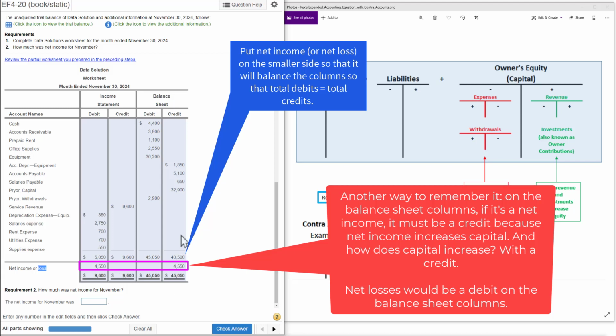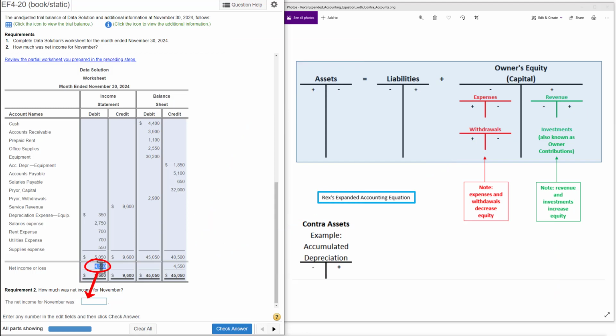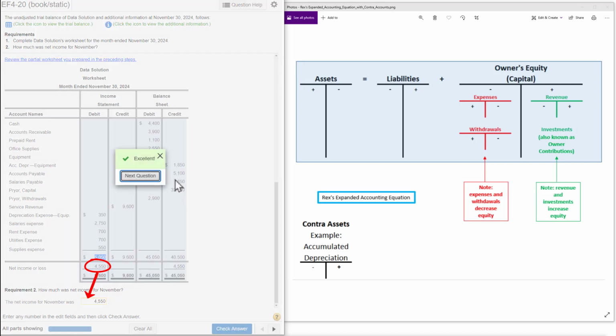A way to remember which side it goes on over here on the balance sheet columns is, there are two ways. One is you need to put it on the smaller side so that both columns balance. The other way is to ask how net income affects capital. Net income increases capital, and how do you increase capital? With a credit. Because it increases capital, you put it on the same side that increases capital. And then finally, net income for November was what? Well, we already calculated here $4,550. Again, how do we know that's a net income and not a net loss? Because revenues of $9,600 are greater than expenses. And that's it.